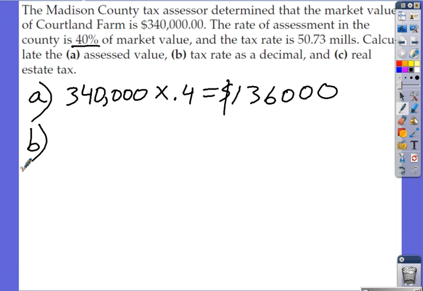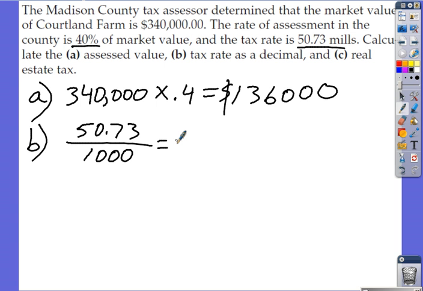Find the tax rate as a decimal. Your mills, 50.73 mills. I've already said that mills are based on 1,000. Okay, this is the only time I'm actually going to write mills out of how we solve it. 50.73 divided by 1,000 is all you do. Essentially, you move your decimal 3 places to the left. 0.05073. Okay? Basically what this means is for every $1,000 of value of a house, you have to pay $50.73 in taxes.